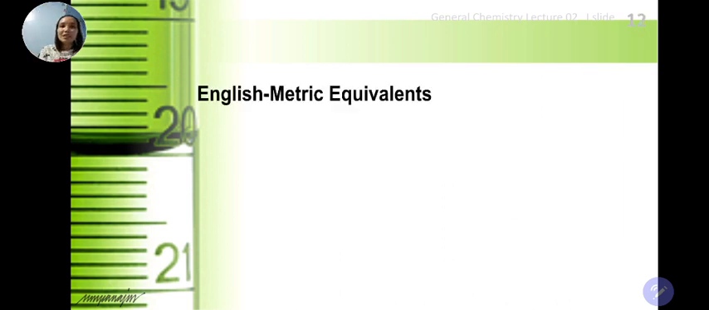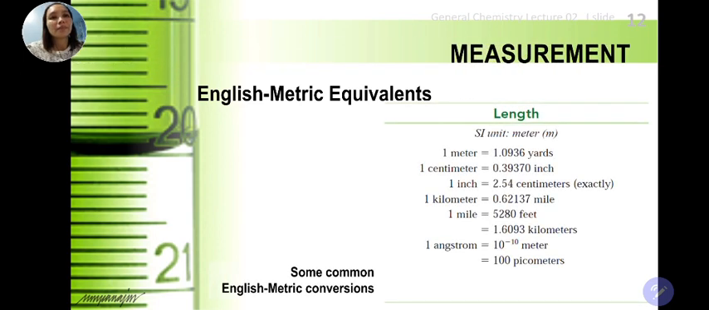Okay, now for the English to metric equivalents. So, kung mapapansin nyo dito, meron tayong common English to metric conversions. For meter, ito yung conversion niya to yards. Meter is SI unit, and then yards is your English unit of measurement. So, 1 meter is equal to 1.0936 yards. Then, centimeter is this one. And 1 inch is exactly 2.54 centimeters. Usually, ito yung pinakagamit na conversion, lalo na kapag ipapa-convert yung height natin.